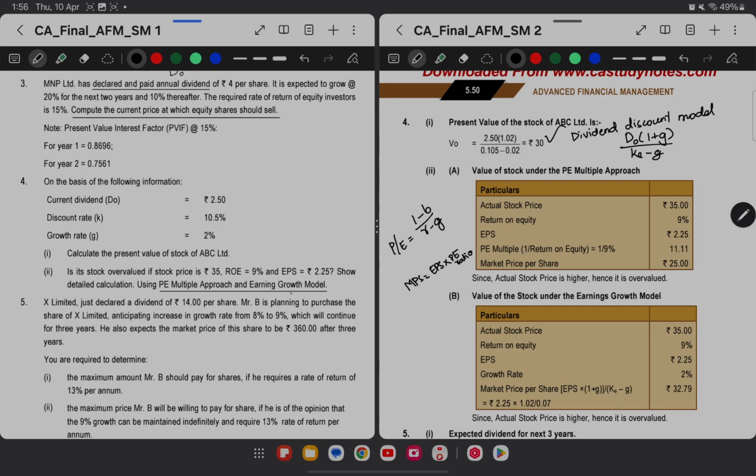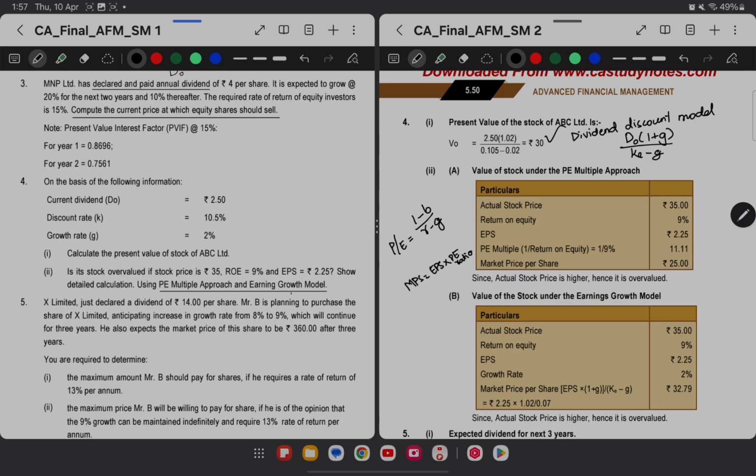So for the PE multiple, they have directly given return on equity, but ideally it should be (1 minus B) divided by (R minus G). As I told, retention is 0 and growth is also 0, so 1 by R we can take, which will come to 1 by 9% ROE. 11.11 we are getting as the PE multiple. Now this PE multiple will be multiplied with the EPS to get the theoretical market price of the share, which comes to 25.